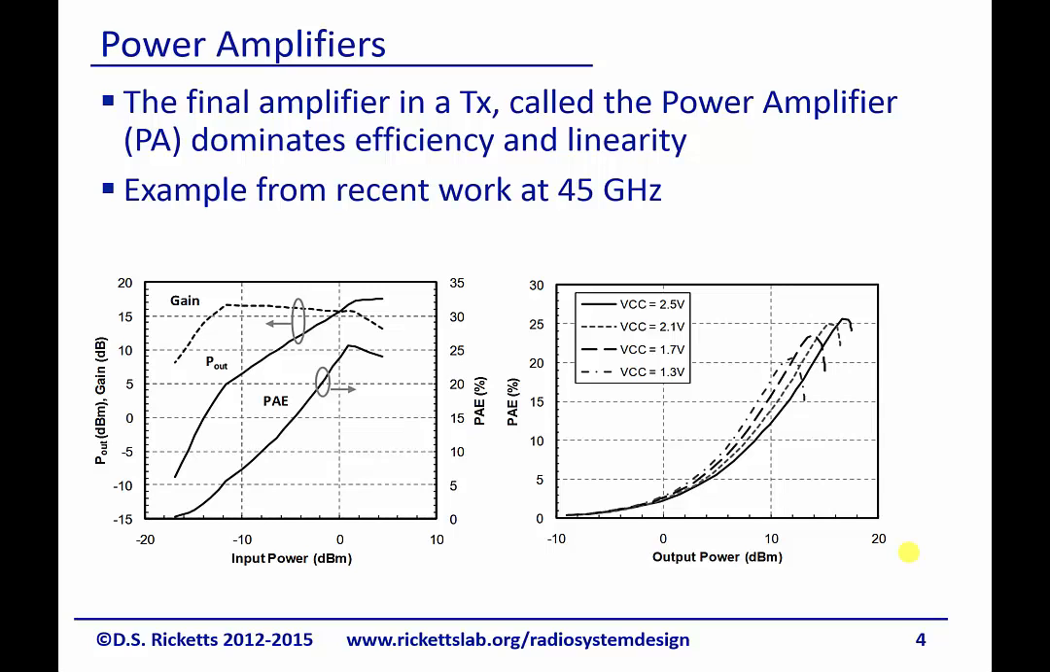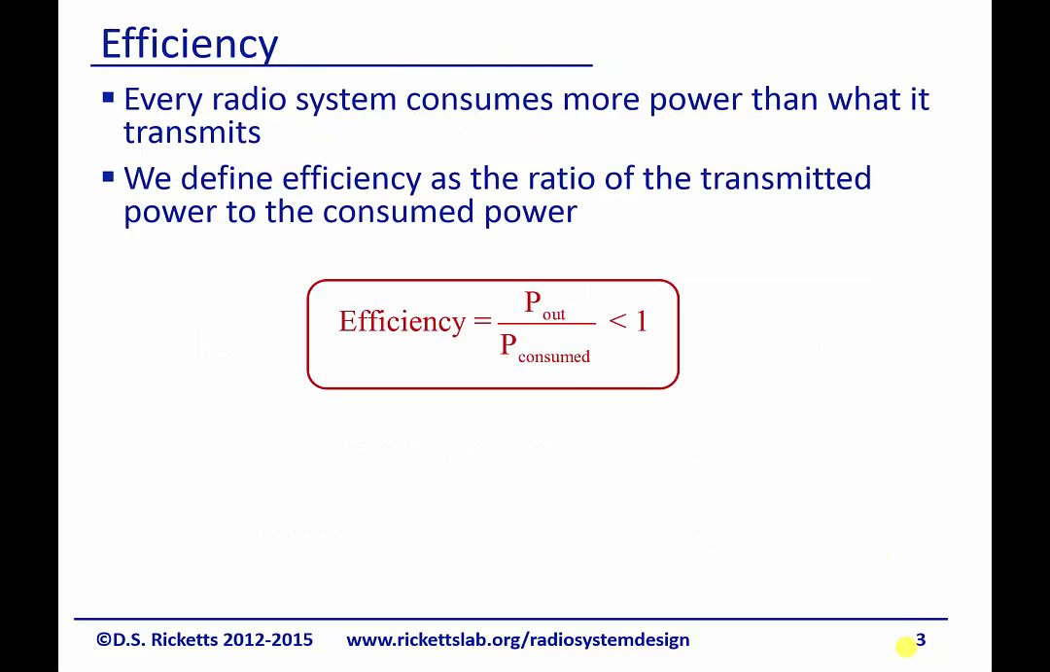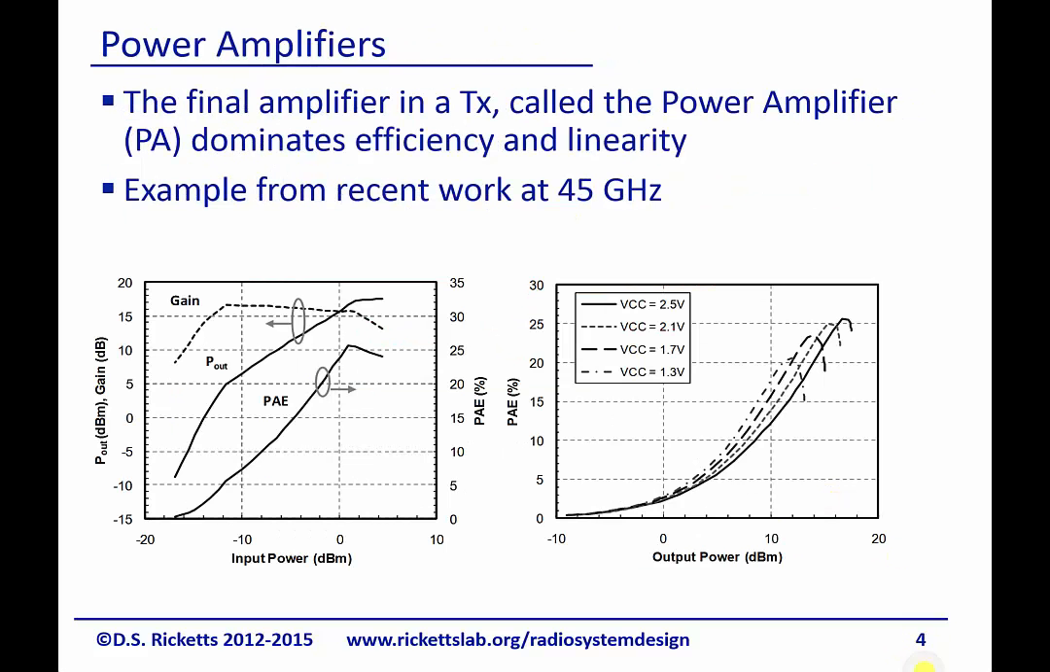So shown here are some recent results of a power amplifier. I just want to recall, if we look at different architectures for radios, if we think about a quadrature radio with an I and a Q branch, and we bring these together and sum them, and then put this through a filter. And we've just mentioned briefly, there's usually an amplifier out here that drives your antenna. This amplifier is called the power amplifier.